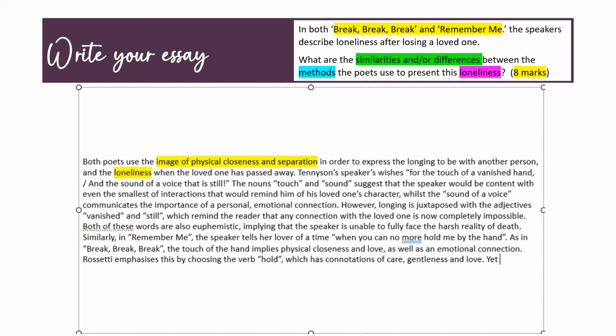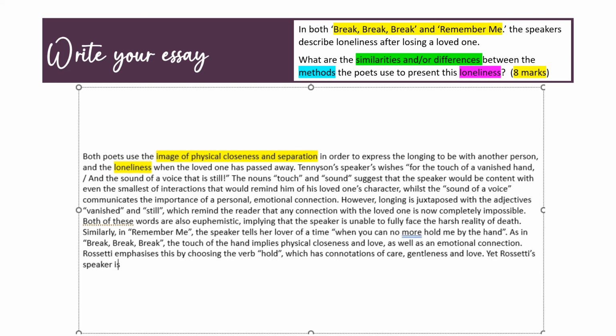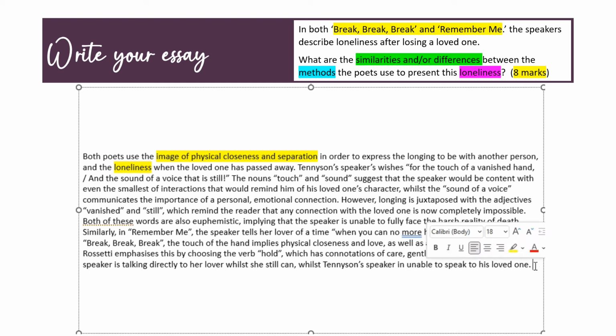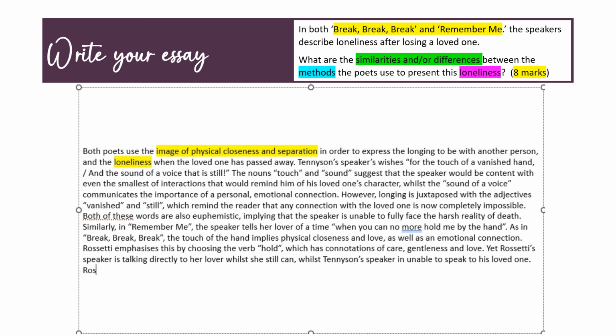Now I'm going to look at a little bit of a difference as well. Yet Rossetti's speaker is talking directly to her lover while she still can, whilst Tennyson's speaker is unable to speak to his loved one. What's really important is that I'm continually thinking about methods and comparing the methods that the different authors are using. So here I'm thinking about the perspective of the poems, first person, second person, and who they're directed to, because the question is asking us really specifically to comment on those methods.